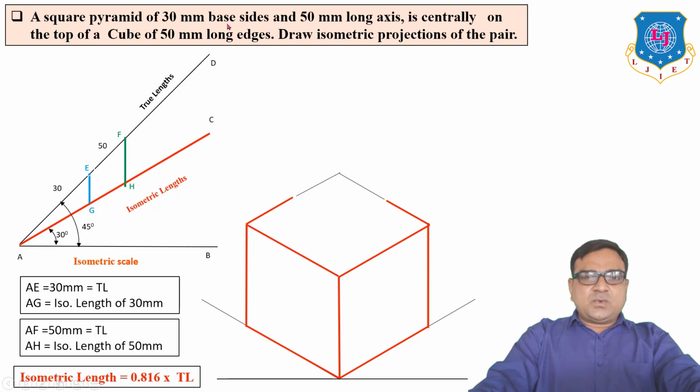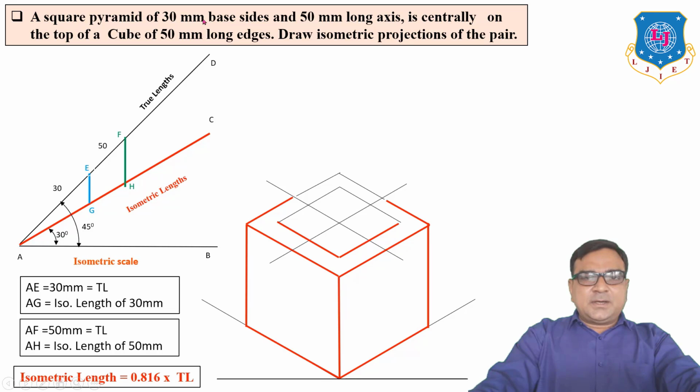Now for the square pyramid, which is centrally on the top, the center of this surface of the cube and the center of the base of the pyramid are both the same. So first of all you have to find the center point and draw one square of isometric size 30 mm.